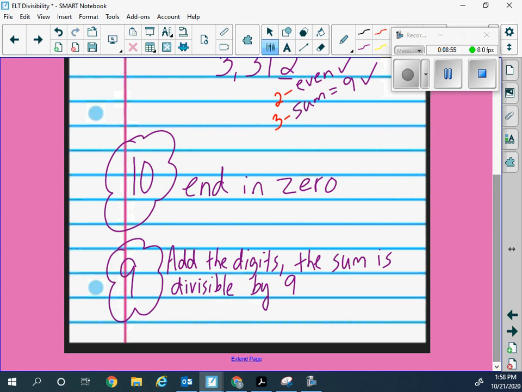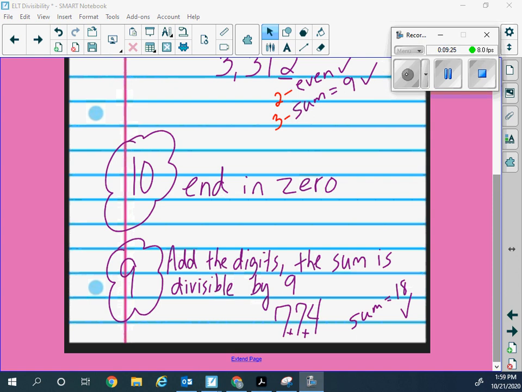Okay, so here's an example, like 774. If I add 7 plus 7 is what? 14. 14 plus 4 is 18. So the sum is 18. Is 18 a multiple of 9? Yes. So it's divisible by 9. Okay? Okay, if you're at home, pause the video to get caught up with your writing.